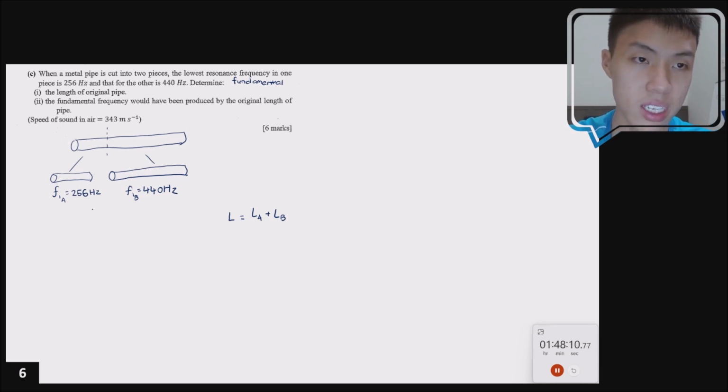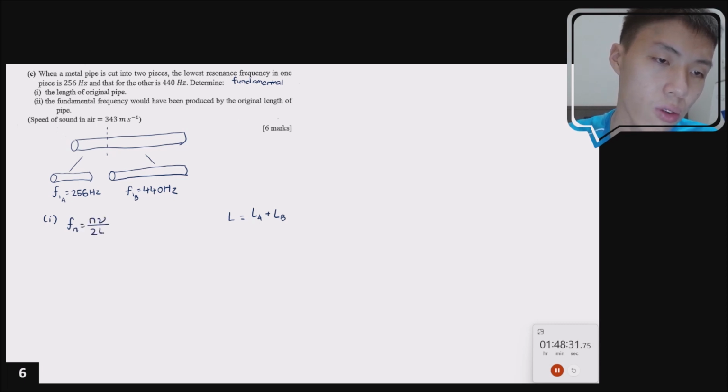Okay, you know that this is an open pipe. Because a metal pipe is cut into two pieces, they didn't tell us they closed any one end of it, so we can assume it's an open pipe situation. So for an open pipe, Fn equals nv over 2L. We are looking at the fundamental, so this will be F1. For pipe A, this will be 1 times v over 2LA.